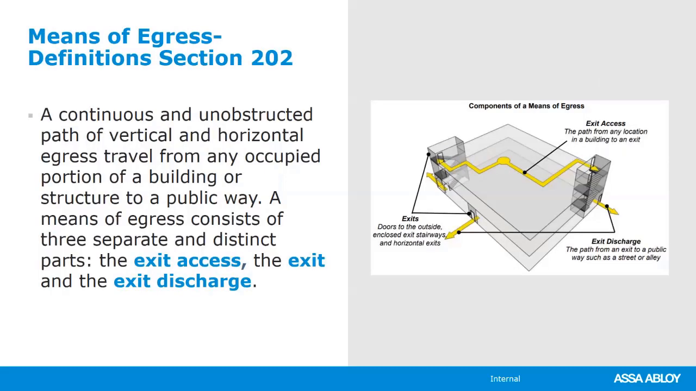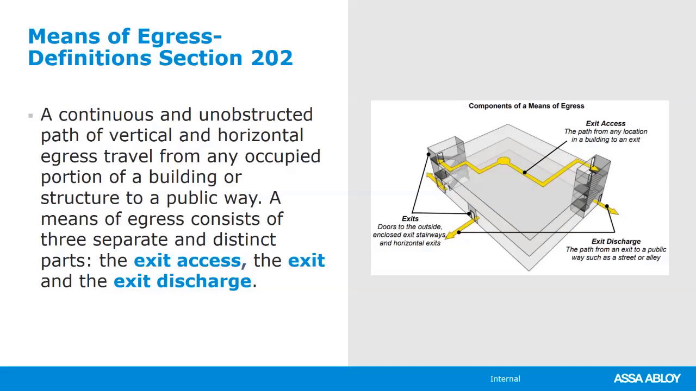The definition of means of egress is important for applying delayed egress, because in some cases you can only have one in any particular path of egress. The means of egress definition in the International Building Code is very similar to the one in NFPA 101. It is a continuous and unobstructed path of both vertical and horizontal egress travel from any occupied portion of a building or structure to a public way. And a public way is safety.